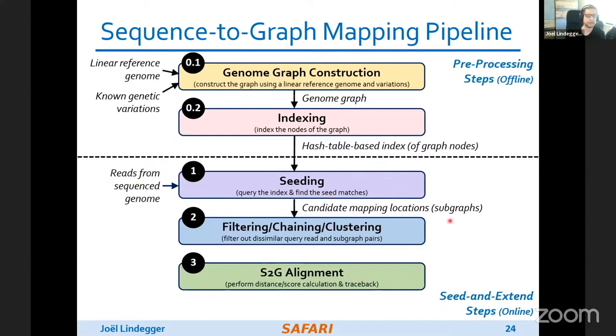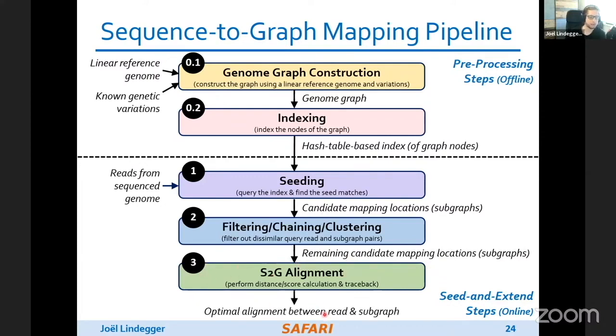We call those candidate mapping locations. Then we filter out the worst ones with some filtering algorithm, hopefully very efficiently. And then the remaining candidate locations are aligned with sequence to graph pairwise alignment. So here you only get a subgraph of the full reference genome. And it's kind of a region of the graph that's around the candidate location. So you evaluate each of these regions with pairwise sequence to graph alignment, and you output an optimal alignment between those two as a cigar string again, as we do in sequence to sequence alignment.